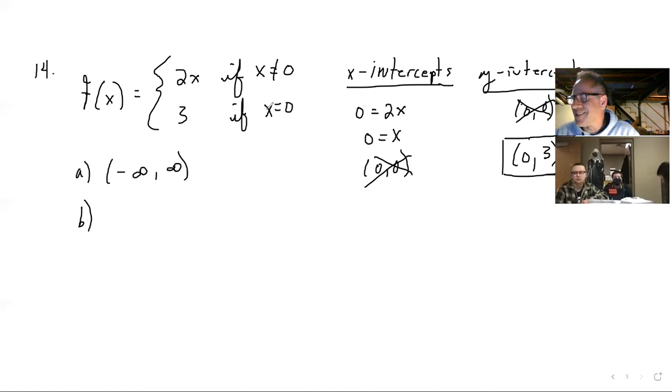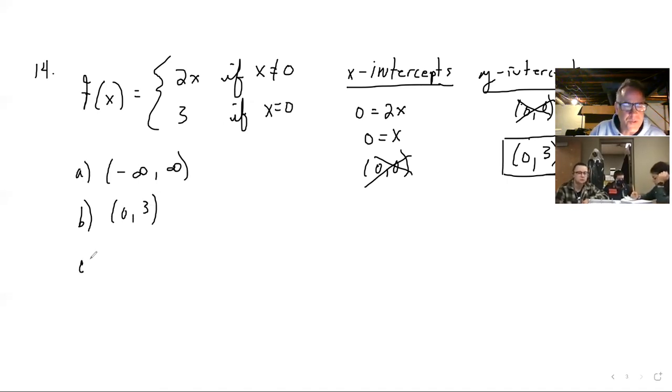Okay, so the third question is graph the function. All right, so here was 0, 3, our intercept. Now we're going to graph this function. So the first thing I'm going to do is just do a quick hand sketch.